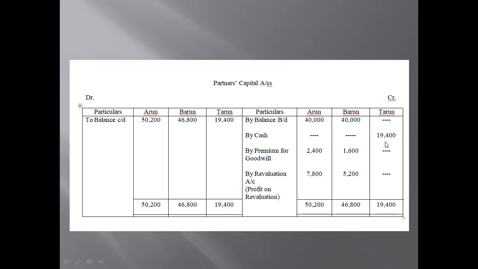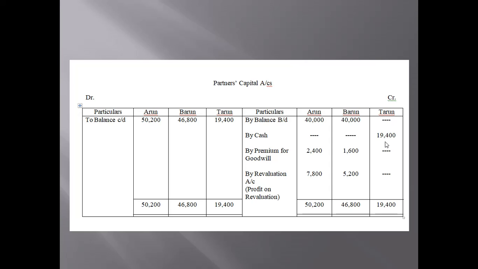But in the question, nowhere is this amount mentioned. Only this is mentioned: Tarun pays the required amount of premium for goodwill and contributes as his share of capital 20% of the adjusted capital. But forget about it, leave it for afterwards. We write the amount by balance b/d 40,000 and 40,000. By cash, we will use the by cash here, because in the question there is cash. If it was bank, then we would write bank.